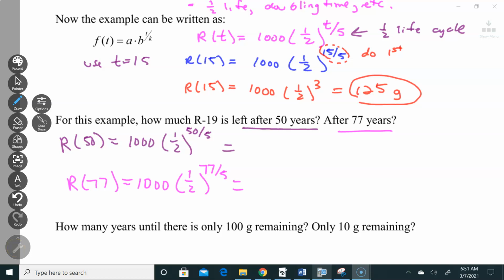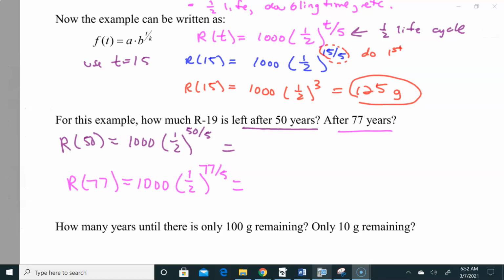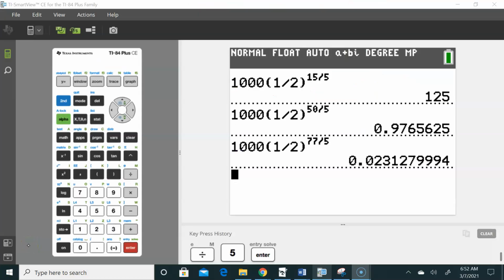So by using this new formula where I have that 5 in the denominator of the exponent, I don't have to worry about how many half-life cycles I have. I can always figure that out, but it's just a lot easier not to do it, and this is actually more precise. So I've set up my two problems, how much I have left after 50 years or how much I have left after 77 years. I'll go to my calculator and figure that out. So typing this into the calculator, obviously a calculator handles this very well. And my rule of thumb for all these problems is I should always round to 3 decimal places.